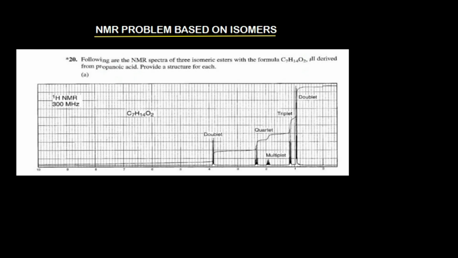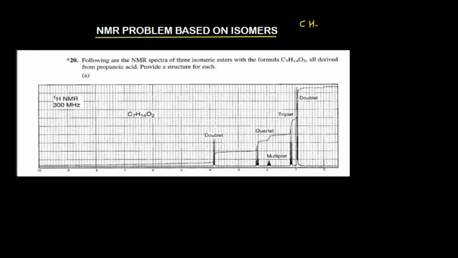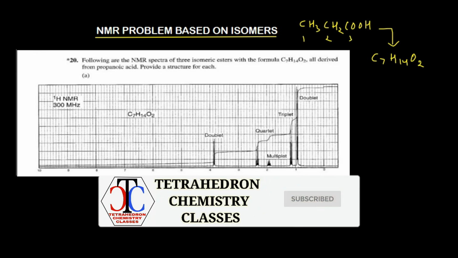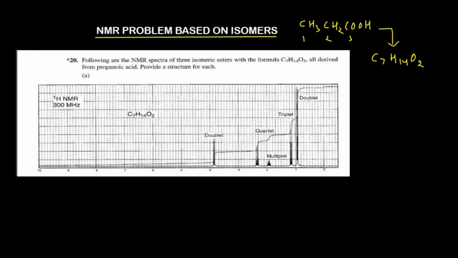So first of all, you should know what your propanoic acid is: CH3, CH2, COOH. From this propanoic acid you have derived esters which have the formula C7H14O2. Here you can see 1, 2, 3, only 3 carbons are there. It simply means your 4 carbons are present in the different part which is connected with the oxygen.